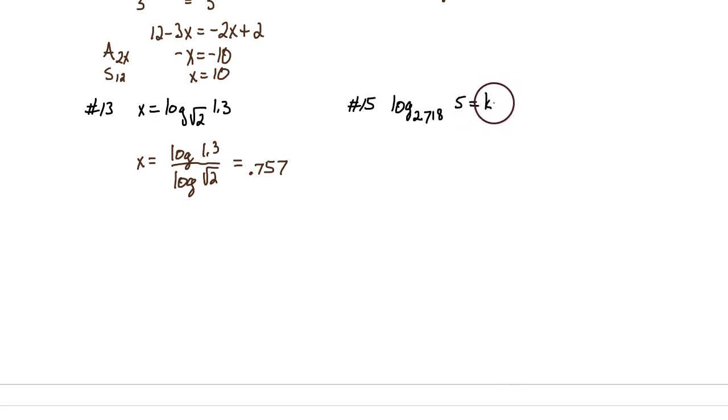Number 15, again we have a logarithm equal to a variable. So that variable is the value of the logarithm. We can use the change of base formula again. The log of the 5 divided by the log of the 2.718. Type that in the calculator. And the result is 1.61.